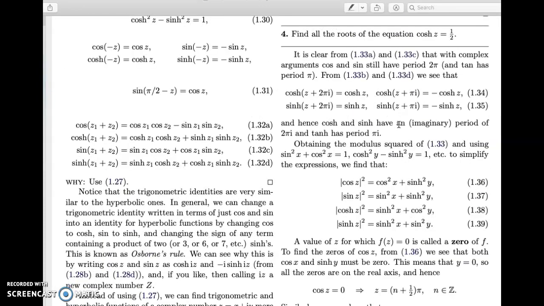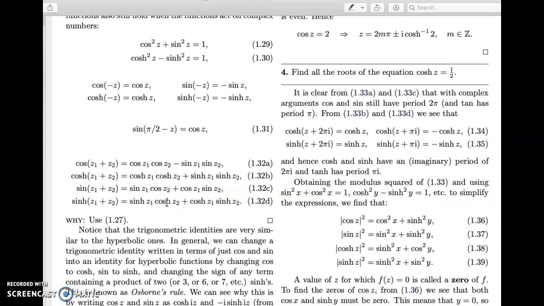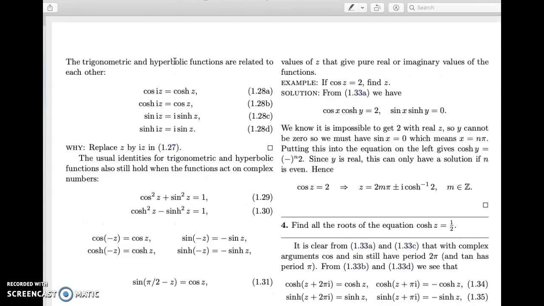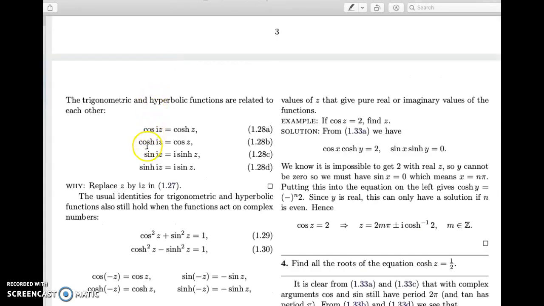Now, something you may have noticed or may not have noticed before is that there's something similar about the trig function and the hyperbolic function identities. In a way, this is not really surprising, given that cos and cosh and sine and sinh are so closely related.